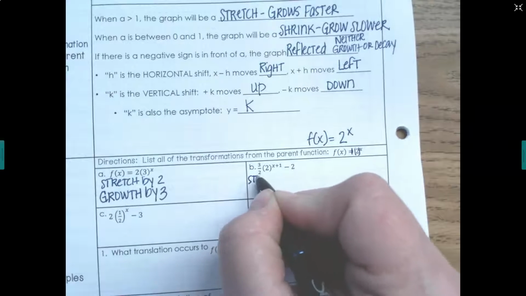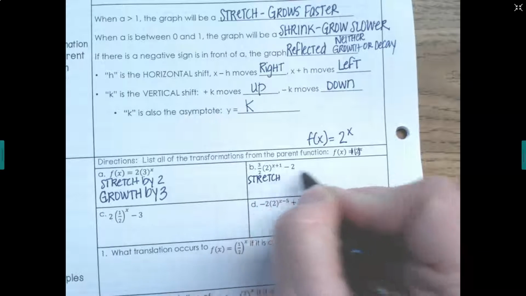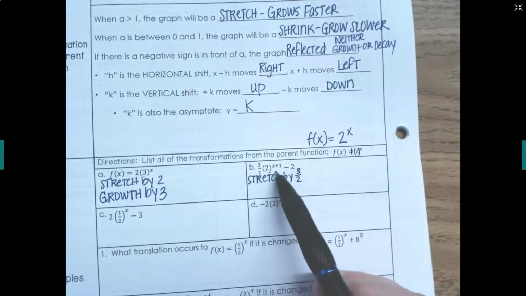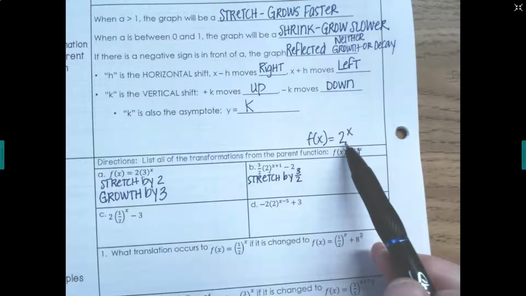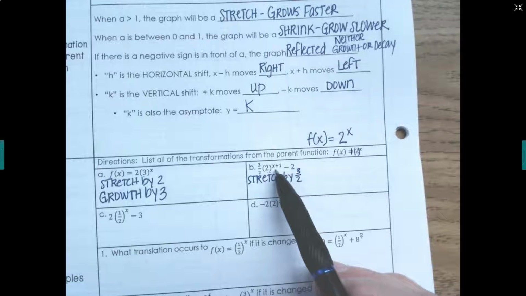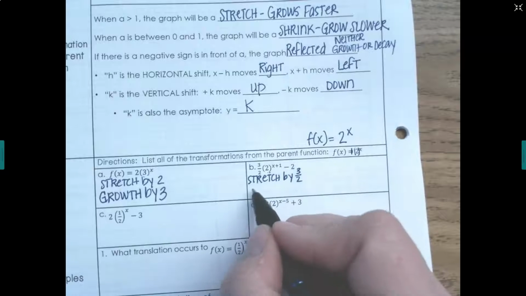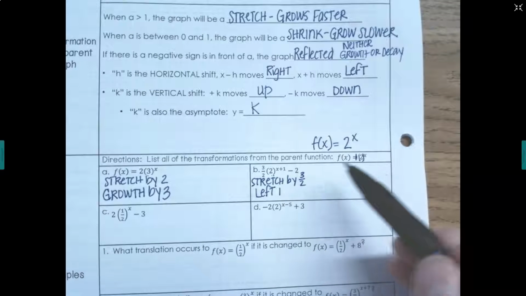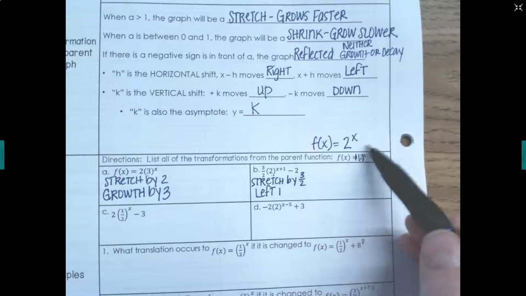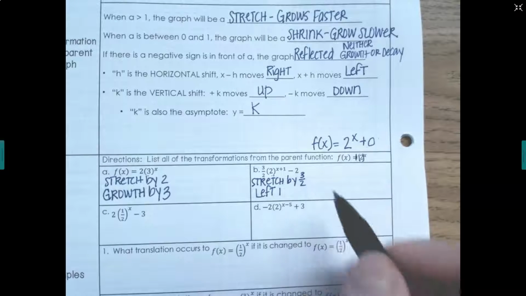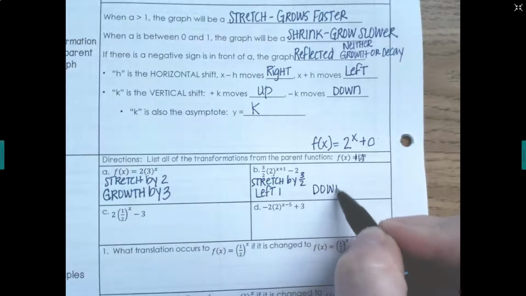So when A is greater than 1, we have a stretch. So we're going to say stretch by 3 halves. The 2 is in parentheses in the B position. Well, the B here is also 2, so we're not going to talk about that. Then I have x plus 1, but in the parent, it's just x. So this is a plus 1, so that means it's actually going to go left 1. And then we have a minus 2 in the k position. There is no k because really it's saying plus 0 off the end. So minus 2 would be down 2.